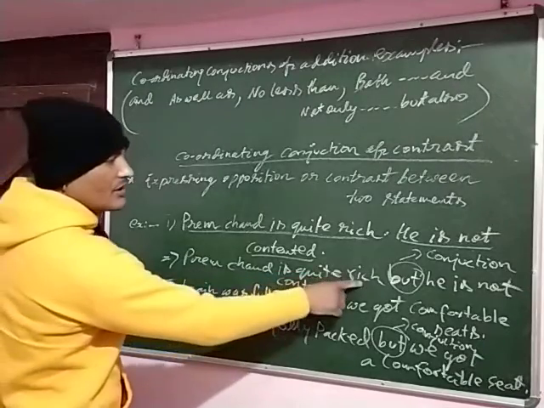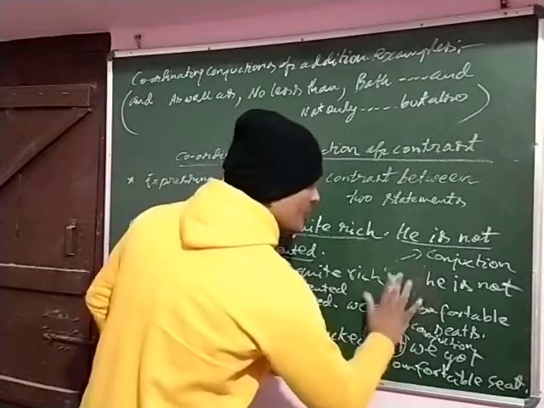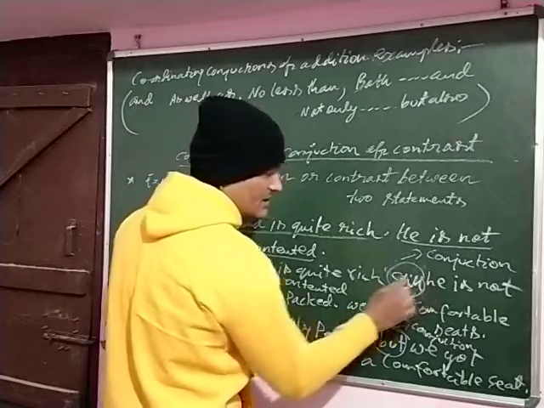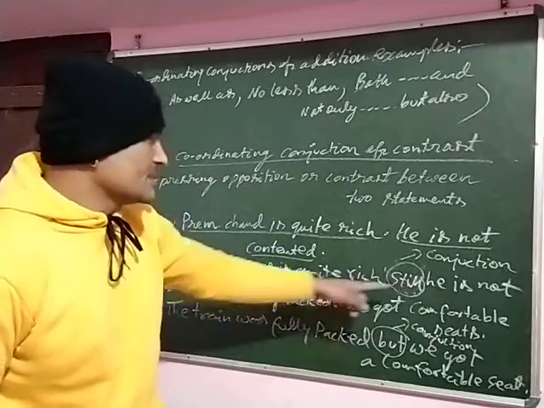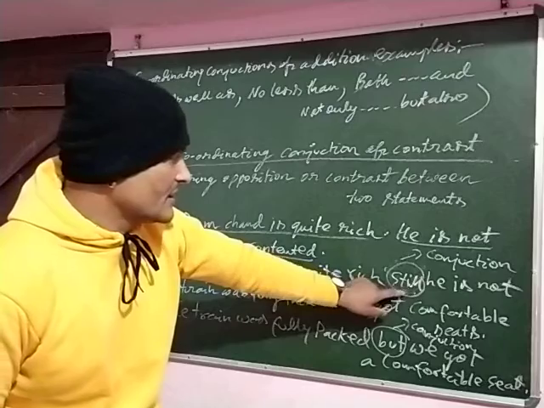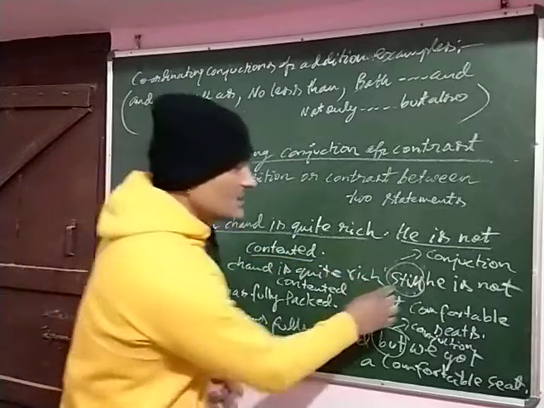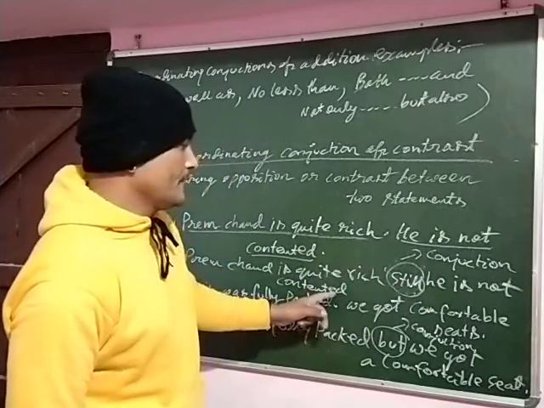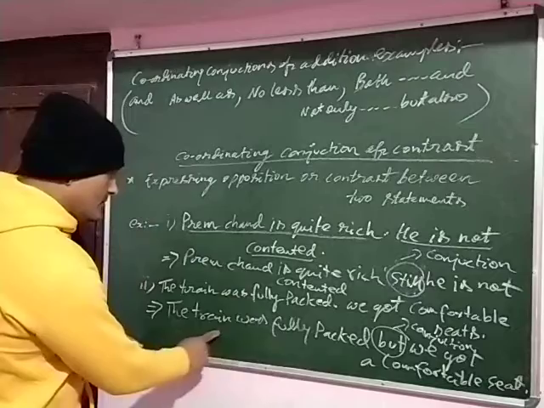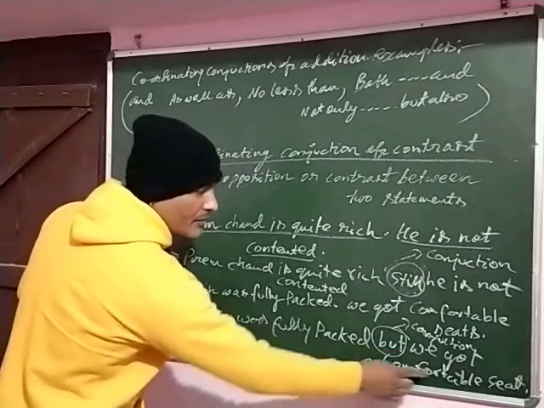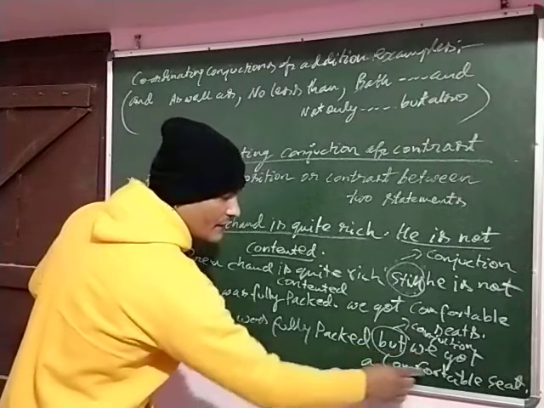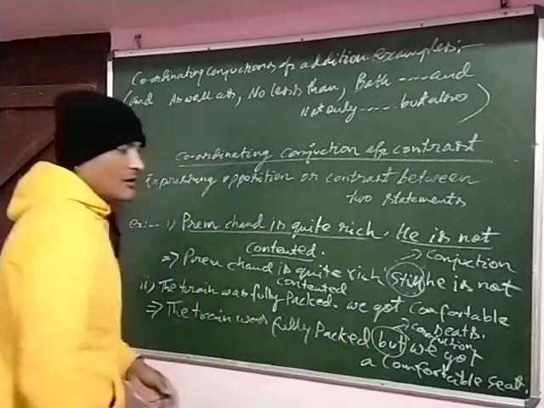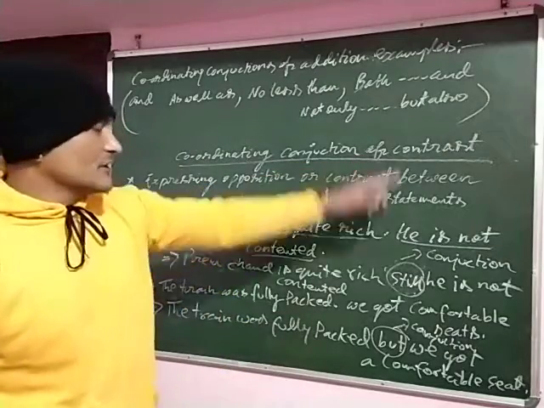Sorry, here something I messed up. Prem Chand is quite rich. Still, I'm so sorry, here will come "still". That means it stands for this sense. This sense fits in both of these contrast statements. Still he is not contented. Here "but" means though they got a comfortable seat. That's why this "but" is used for contrast, coordinating conjunction of contrast.